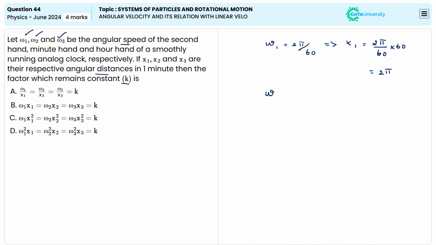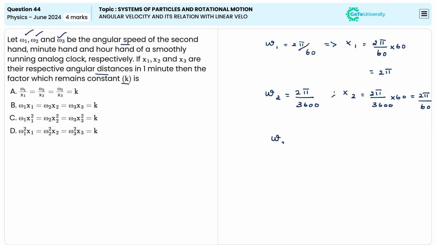Similarly, omega 2, which represents the angular speed in terms of minute, is equal to 2 pi divided by 3600. So from this we can write x2 is equal to 2 pi divided by 3600 times 60, which means it's equal to 2 pi over 60.